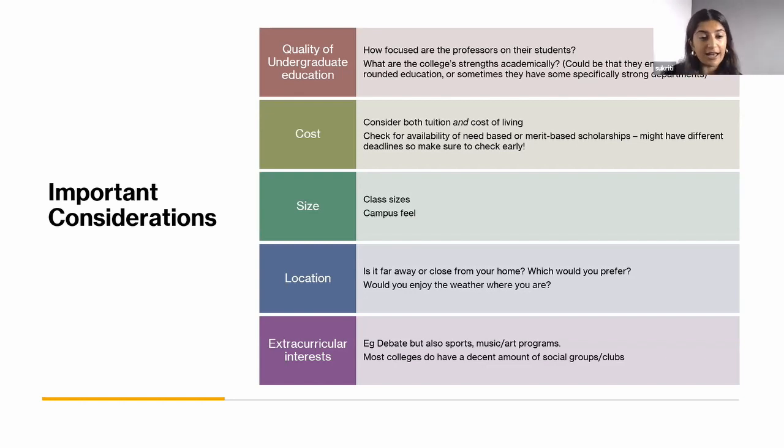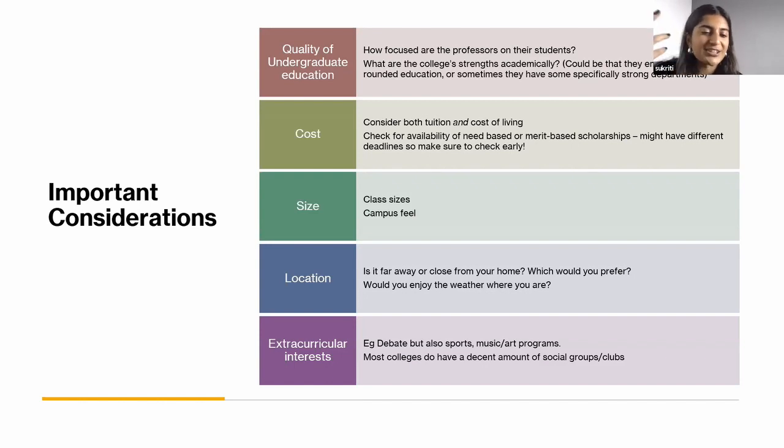And the next thing, which I think is maybe not as important as the other two, is size. Class sizes can really affect the impact or quality of education, so it does tie in a little bit to that, but there's also the campus feel, like a huge college versus a small one. Location: is it far away from home? Is it close to home? Which one would you prefer?